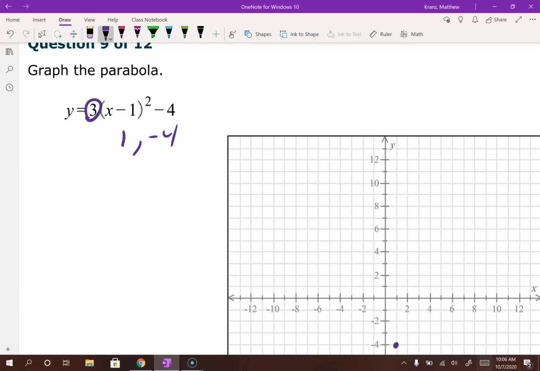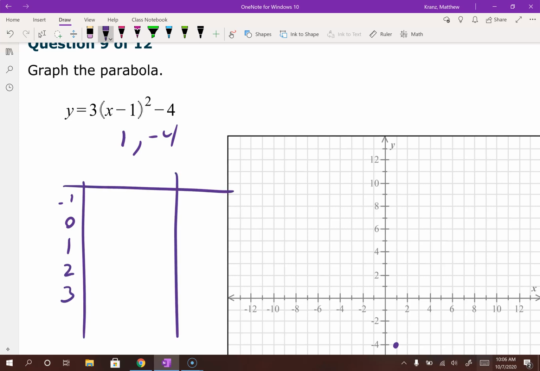Now, this 3 here, we can go ahead and graph this by using a chart. We know we have a 1. We're not going to worry about the 3 right this second. That's more advanced. So then we go 0, -1, 2, 3. When I make my table of values here, I have an x, I have a y, I have 3(x - 1)^2 - 4. So now I know I have a (1, -4) here. If I put a 0 here, 3 times (0 - 1)^2 - 4, this is 3 times (-1)^2, which is just 3, minus 4, so that is a -7.